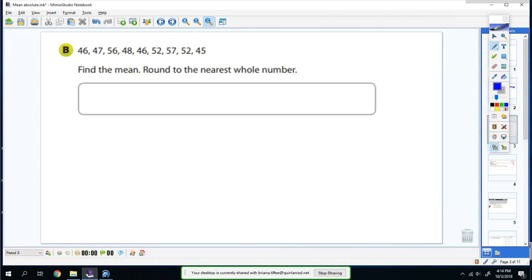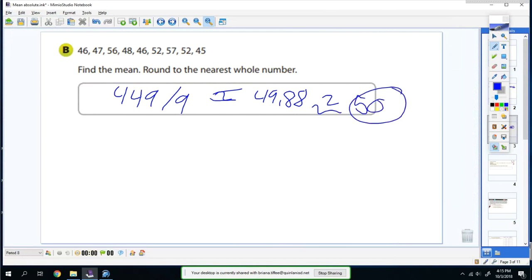Okay, try another one. Again, they gave me a set of numbers, so we're going to find the mean. You're going to do 46 plus 47 plus 56 plus 48 plus 46 plus 52 plus 57 plus 52 plus 45. So you get 449. Now there's only 9 numbers, so you're going to divide it by 9. And you get 49.88 repeating, which rounds up to 50. So 50 will be my mean.